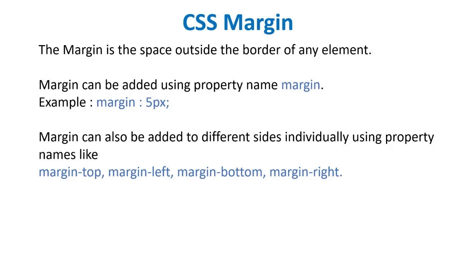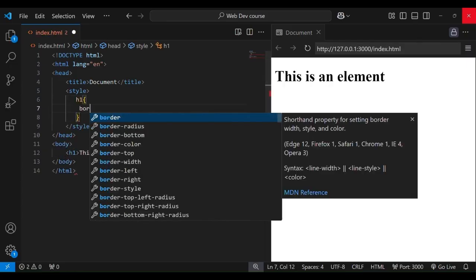The margin is the space outside the border of any element. Margin can be added using the property name margin. Example, margin: 5px. Margin can also be added to different sides individually using property names like margin-top, margin-left, margin-bottom, margin-right. Let's see a quick demonstration of how it works.